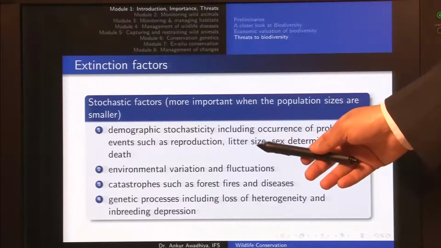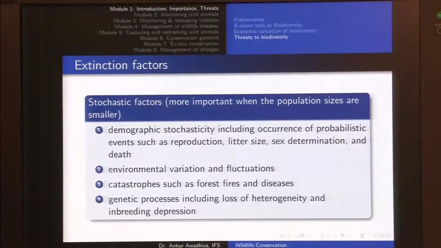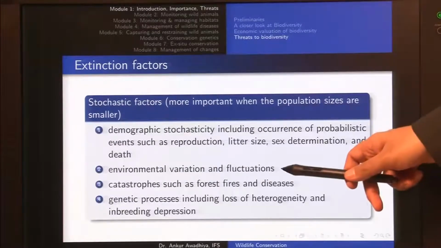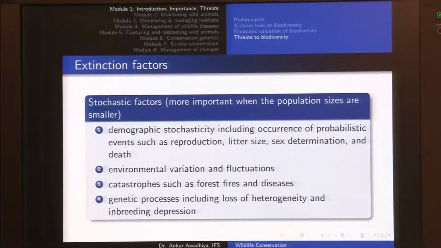Similarly, we have litter size. So in case of a population that can give a litter of 1 offspring to say 10 offsprings, it is possible that just by chance it turns out that in one generation all the litters were of a small size. So that would lead to a very fast rate of population decline. Also things such as environmental variations and fluctuations. So for instance, in the case of reptiles such as turtles or crocodiles, they have a temperature dependent sex determination.